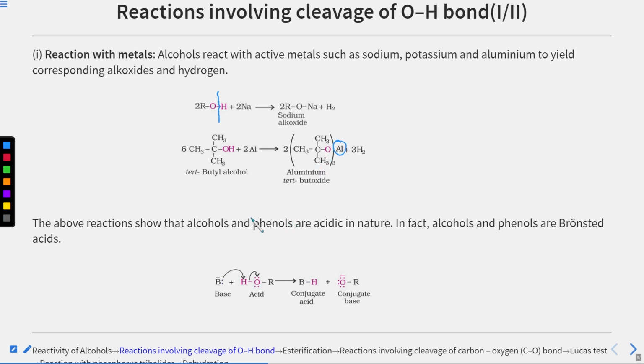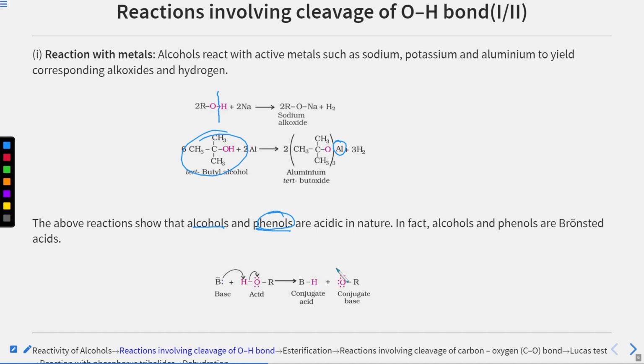Now this above reaction shows that since it is an acid base reaction and the alcohol acted as an acid, you can say that alcohols and phenols both react. We will talk about phenol in a later class, and also discuss and compare their acidity. For now, just take it for granted that alcohol and phenol both can react with metal and give salt and hydrogen gas.